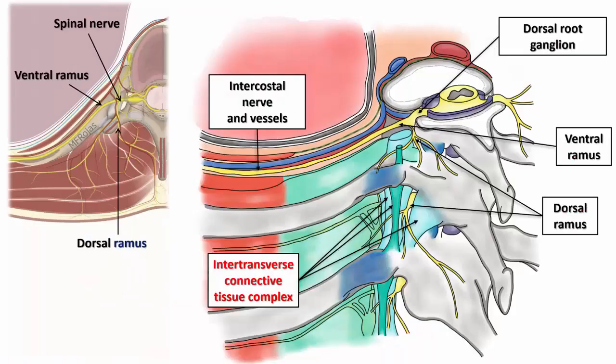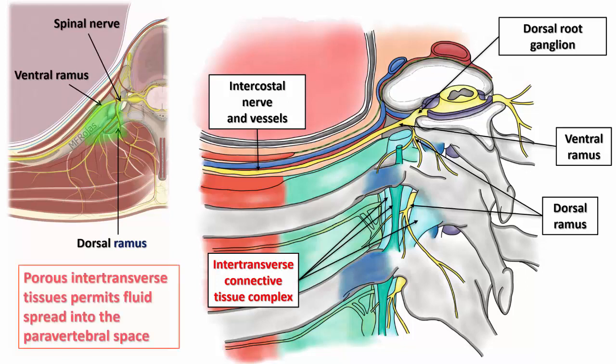What we now understand is that the gap between adjacent transverse processes is spanned by ligaments and connective tissue, which I call the intertransverse connective tissue complex for convenience. This is a porous, permeable structure of woven collagen fibers. In addition, this connective tissue complex is pierced by the dorsal rami of spinal nerves and their accompanying blood vessels, and this provides a pathway for local anesthetic to travel along.